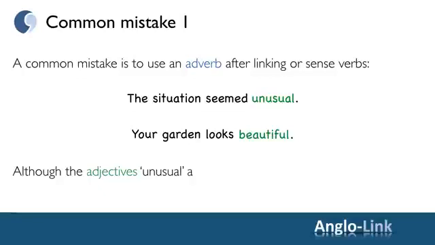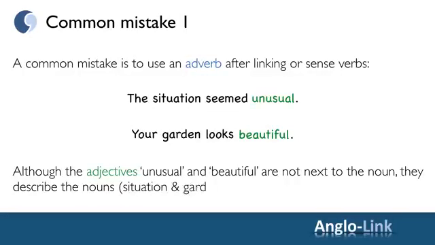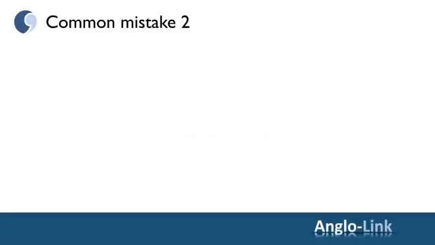Because although the adjectives unusual and beautiful are not next to the noun, they describe the nouns situation and garden, not the verbs seemed and looks.